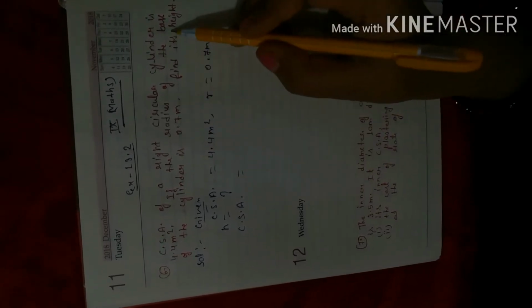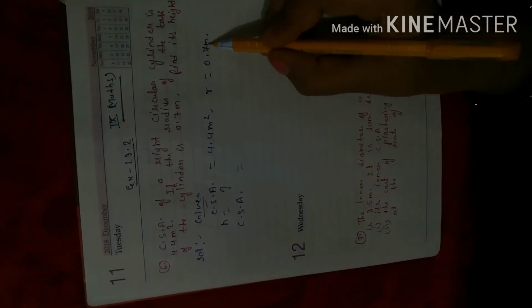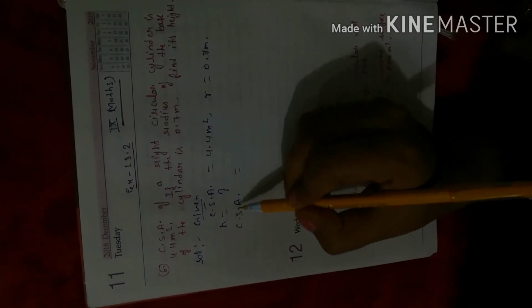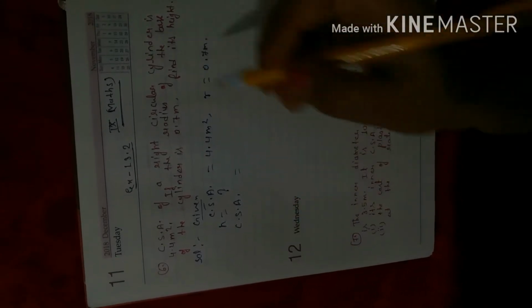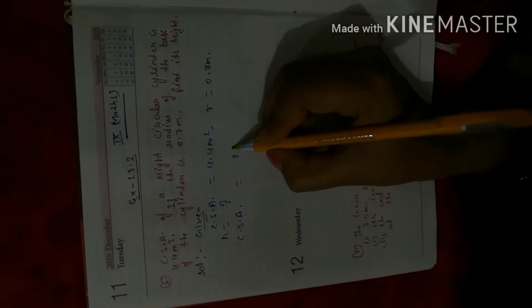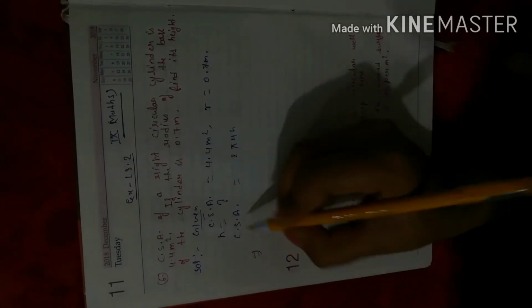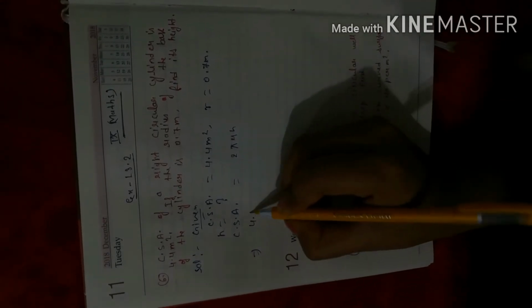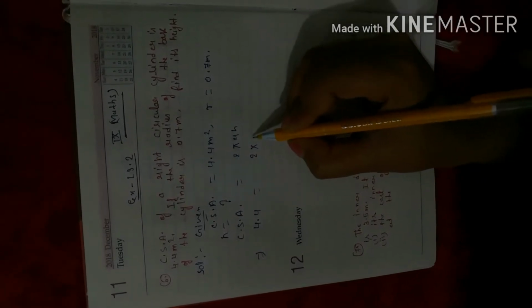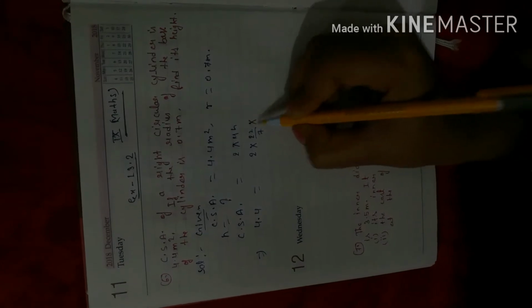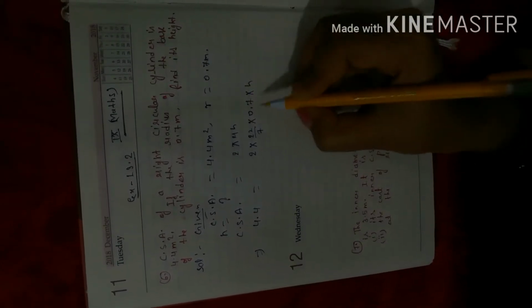If the radius of the base of the cylinder is 0.7 meter, radius equal to 0.7 meter, then find its height. Height equal to question mark. All of you know the formula of CSA, curved surface area of a right circular cylinder, equal to 2 pi r h. At the place of CSA we can write 4.4 equal to 2 into, all of you know the value of pi, 22 by 7 into 0.7 into h.